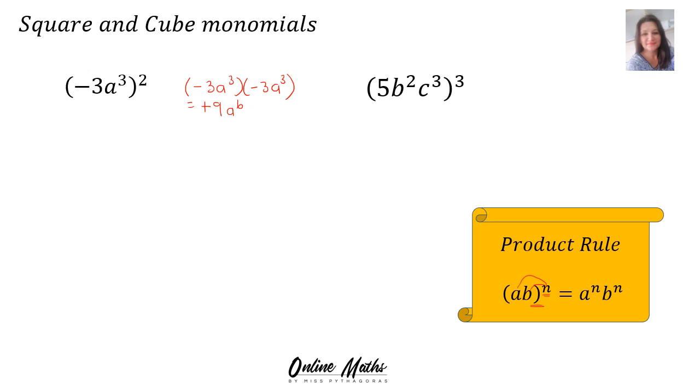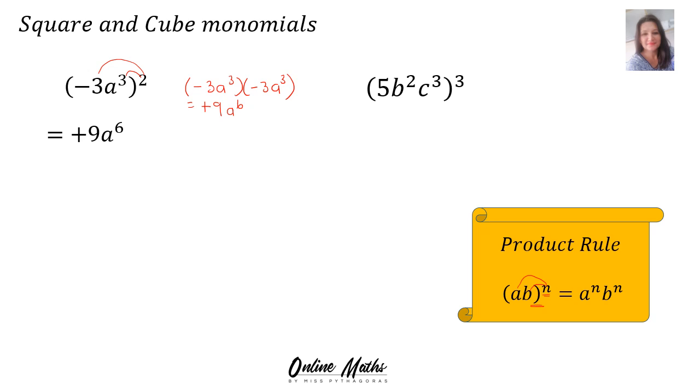Or you can say, I'm going to square the -3. (-3)^2 is +9. And then I will raise the a^3 to the 2. A bracket means multiplication in terms of exponents. Therefore, the answer is 9a^6. Whatever method you want to use, that will be fine with me.